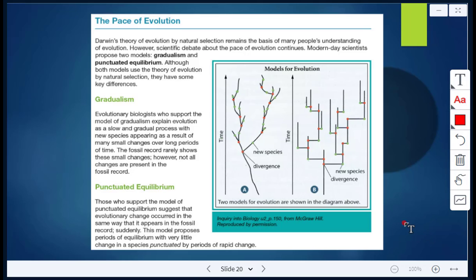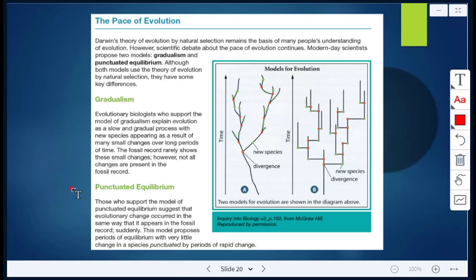So for example, gradualism. Evolutionary biologists who support the model of gradualism explain that evolution is a slow and gradual process, and new species appear as a result of many small changes over long periods of time. The fossil record rarely shows these small changes. However, not all changes are present in the fossil record.